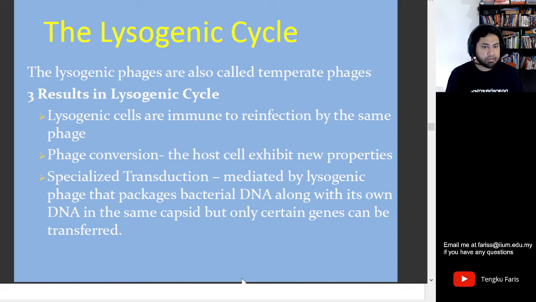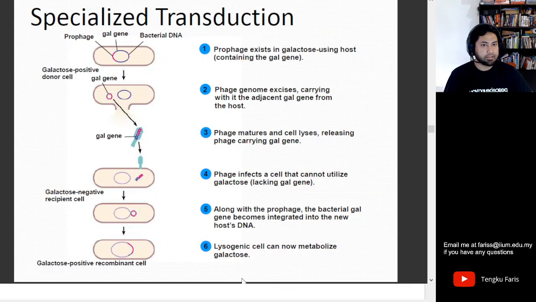The third event is the specialized transduction. It's mediated by lysogenic phage that package the bacterial DNA along with its own DNA in the same capsid, but only certain genes can be transferred. And this is very unique because they're selecting only a certain genetic locus to be transferred, not the whole DNA sequence.